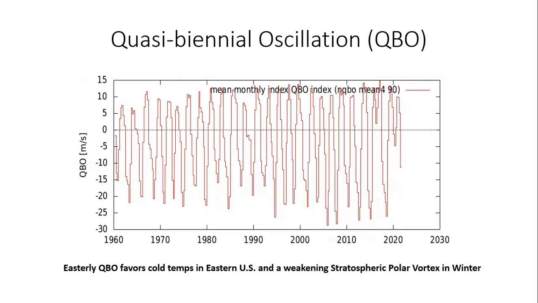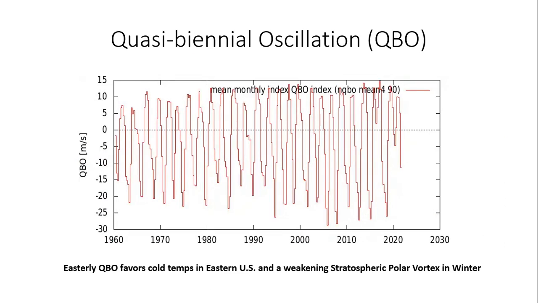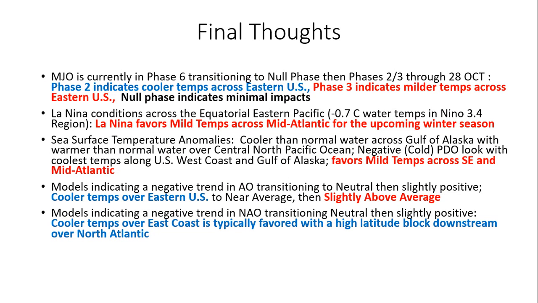And then again, the QBO. This is very important to me. I think the two wild cards of the winter are going to be this polar vortex behavior, the strength of it, as well as this QBO. And then, how strong does La Nina get? But overall, that wraps things up.